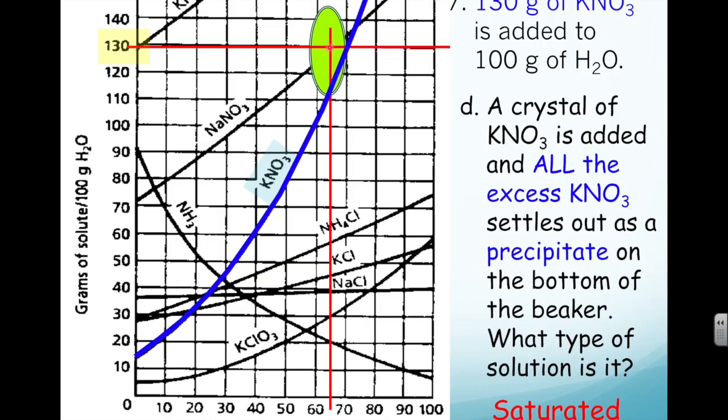Now, another question could be how much solute fell out? Well, you'd have to look at this. This is about 130 grams. And then this one is about 115 grams. So 130 minus 115 is going to be 15 grams of solute fell out. Okay, the difference between here and here. All right, so that's another question you might see. All right, I want y'all to have a great day.